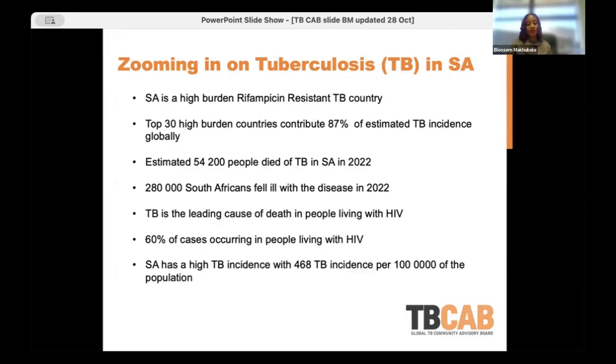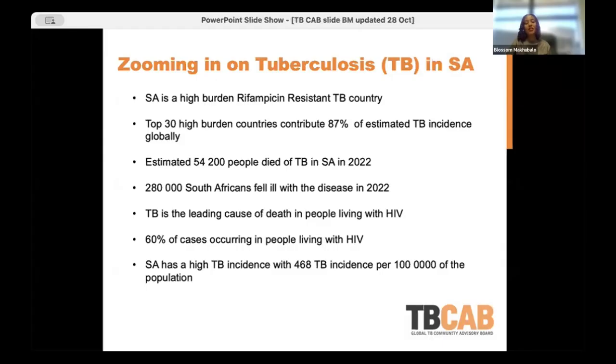South Africa is a high burden TB country. We have a serious issue with 5% resistant TB. So if you're thinking of new testing methods, we must always consider that it should also pick up 5% resistant. 54,200 people died in South Africa in 2022, and 280,000 people fell ill. And TB disproportionately impacts people living with HIV in our country, with 60% of deaths occurring in people living with HIV. So for us, this is kind of like a double-edged sword.